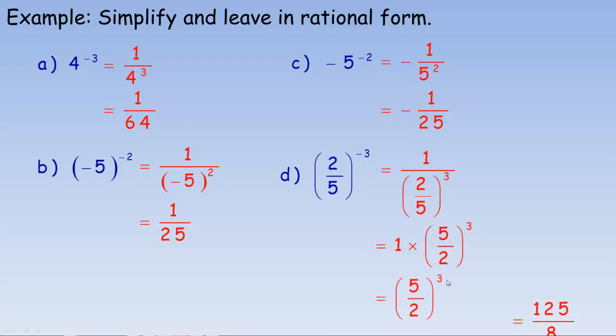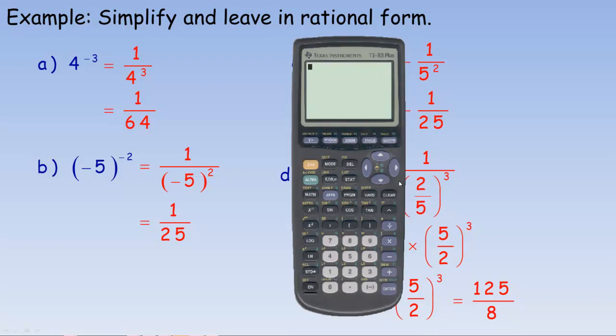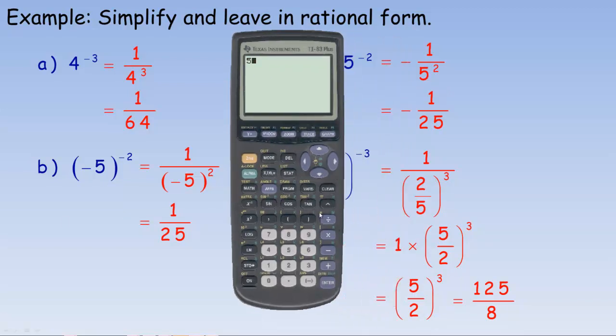And so 5 cubed, or 5 times 5 times 5 is 125, and 2 cubed, or 2 times 2 times 2 is 8. And actually, let me bring the calculator back here just to show you that. So 5 raised to the exponent 3 is 125 in the numerator, and 2 raised to the exponent 3 is 8 in the denominator. So that's where the 125 over 8 comes from.